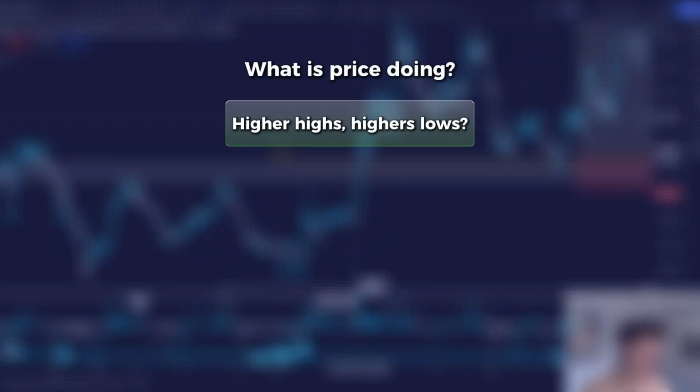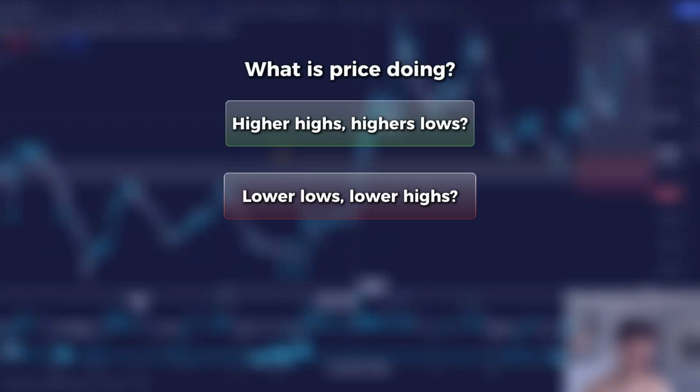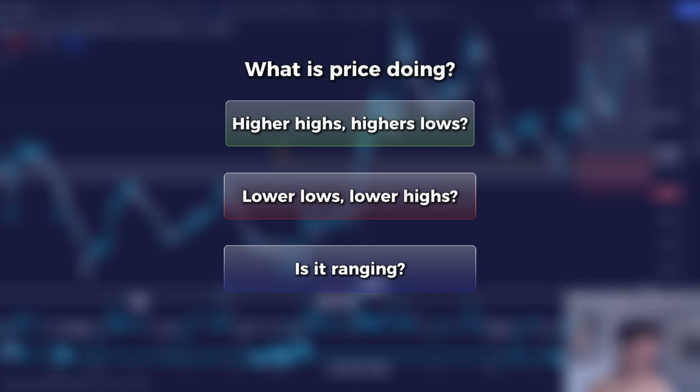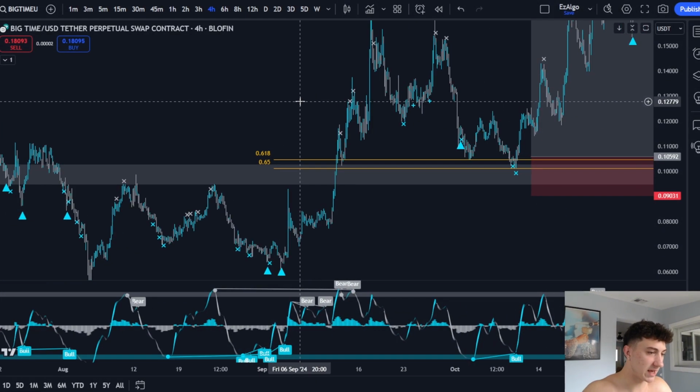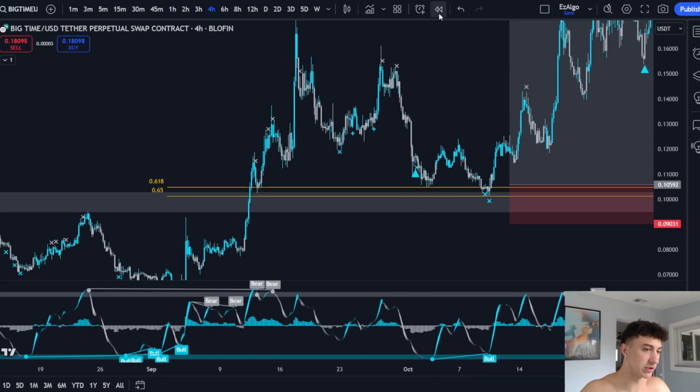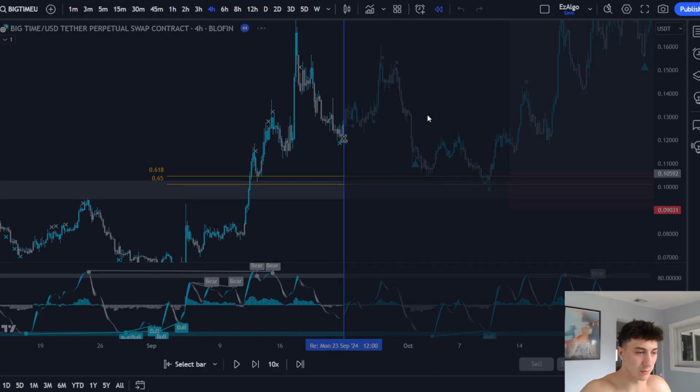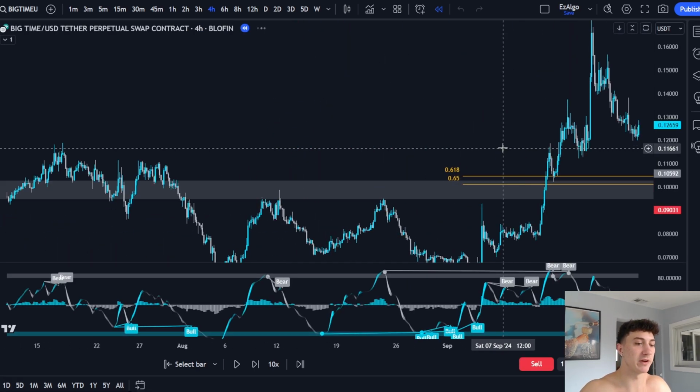Is price making higher highs and higher lows? Is it making lower lows and lower highs, or is it ranging, right? A ranging market, you don't want to use this strategy. You want to use swing failure patterns. It's a little bit different. But in this case, I saw that structure was clearly bullish, okay? It's not very difficult to see what structure is, okay? People make it more difficult than it actually is.